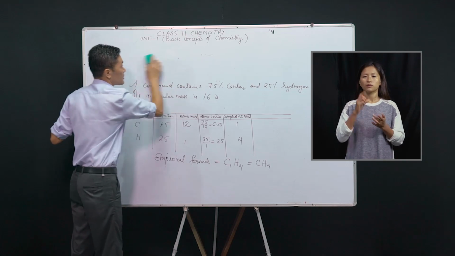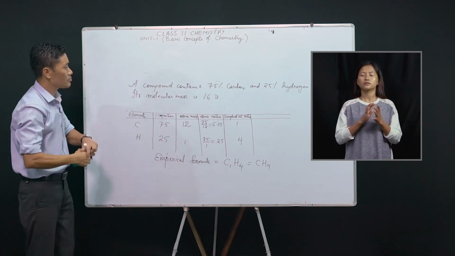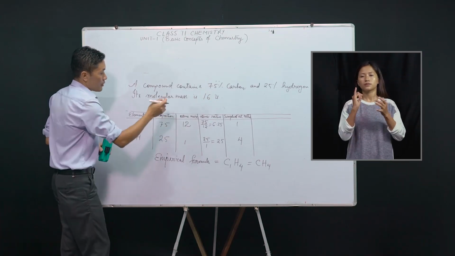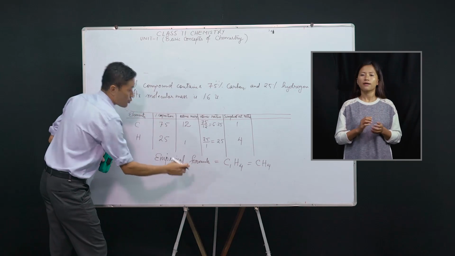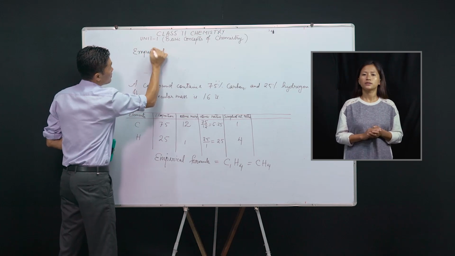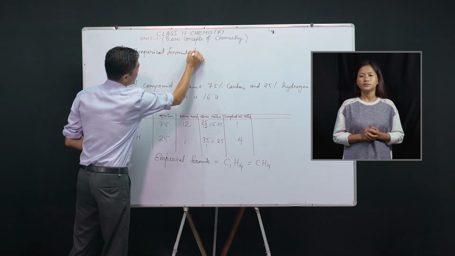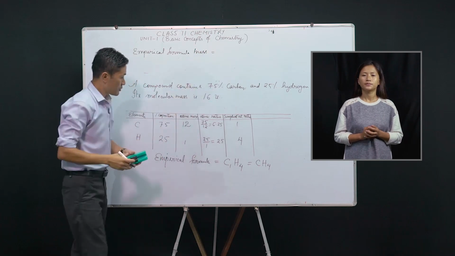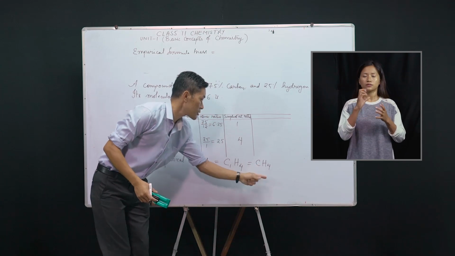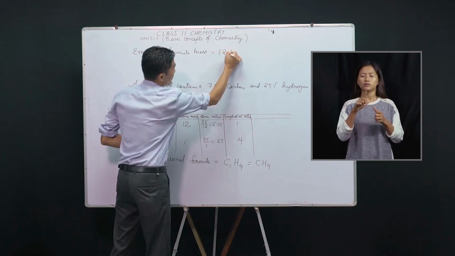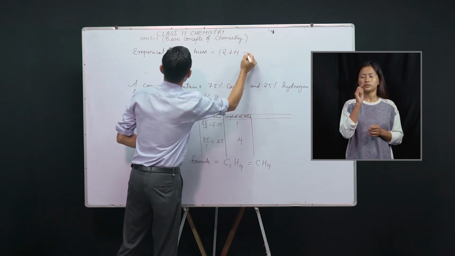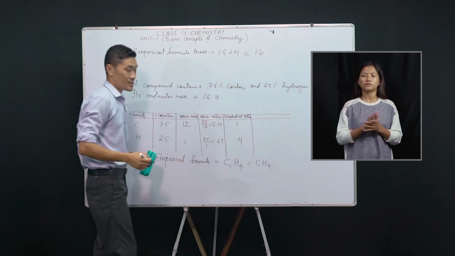The molecular mass of the substance is also given. The molecular mass is 16 atomic mass units. So after finding the empirical formula, we find the empirical formula mass. To find the empirical formula mass, we just add up the atomic masses in the formula. So carbon is 12, and the mass of hydrogen is 1 into 4, which is 4. So the empirical formula mass is 16.